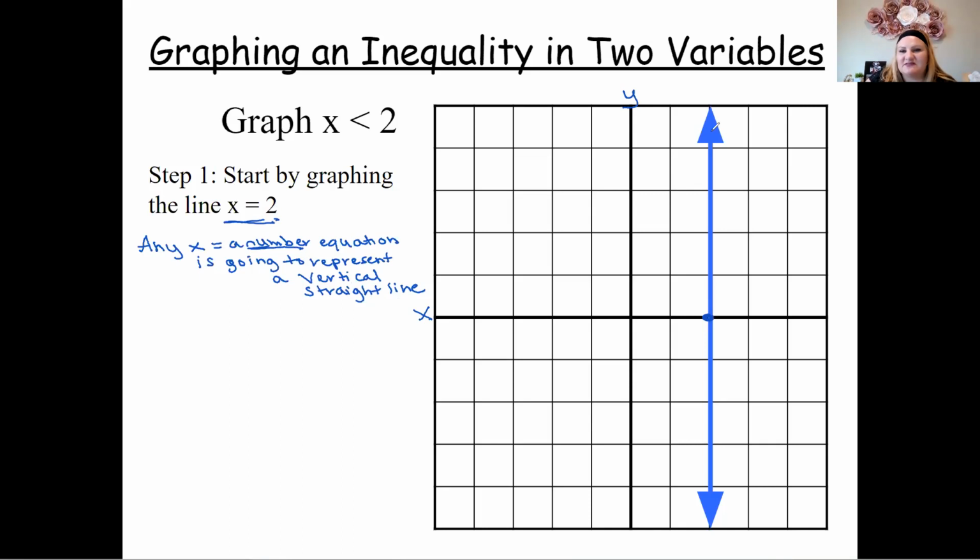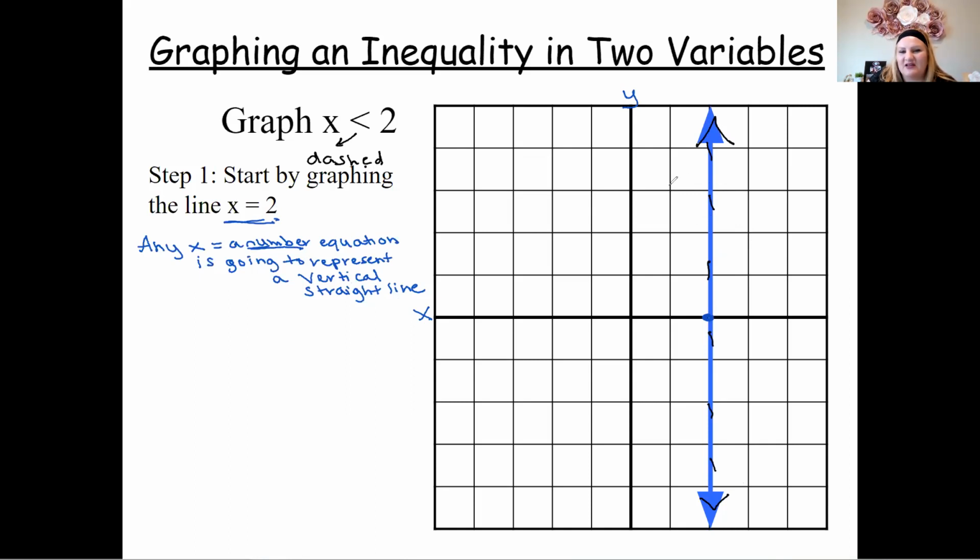And in this case, this is a little bit inaccurate because this one, we want it to be a dashed line. Because remember, it doesn't have a line underneath the inequality sign. So this is going to be dashed. And now our job is to figure out what side do we shade.